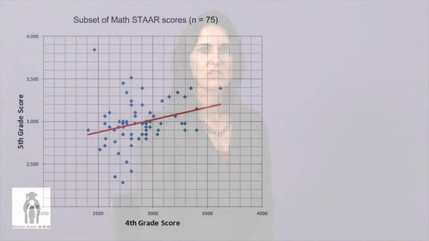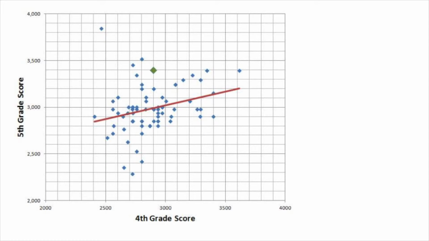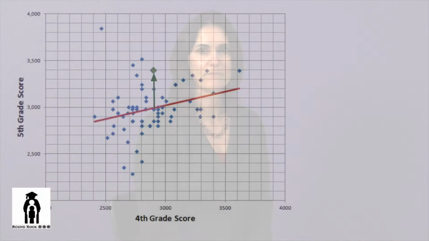This information also lets us talk about the difference between students' predicted and actual growth. For example, Michael scored 3291 in 4th grade and 2900 in 5th grade, so he has a lower than expected growth based on the distance between his actual score and the score that's predicted by this linear equation. Alex scored 2900 in 4th grade and 3395 in 5th grade, so he has higher than expected growth as indicated by the large distance between his predicted score and his actual score.